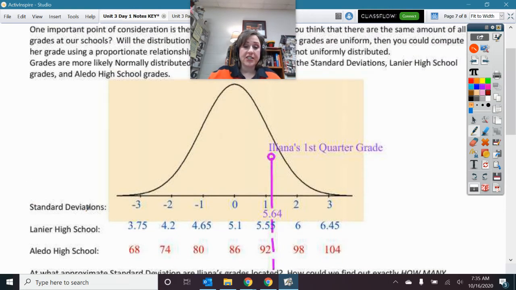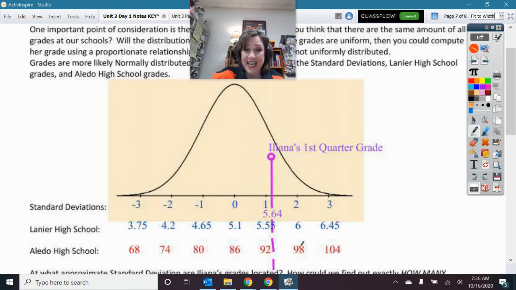We are listing first our standard deviations at 0, 1, 2, 3 above, and -1, -2, -3. Then I'm going to put in the values for the 6-point scale at Lanier High School. That average was 5.1 with a standard deviation of 0.45. So I added 0.45 to get that value at one standard deviation up, and I added another 0.45, and another 0.45, and then I subtracted on the left. At Aledo High School, the average is 86 with a standard deviation of 6. So I added 6 to get 92. If you have a grade of 92, you're 1 standard deviation above the mean.